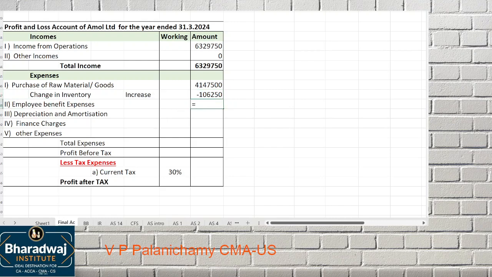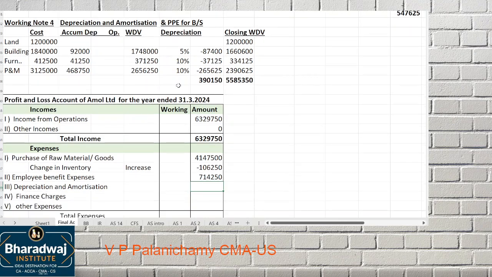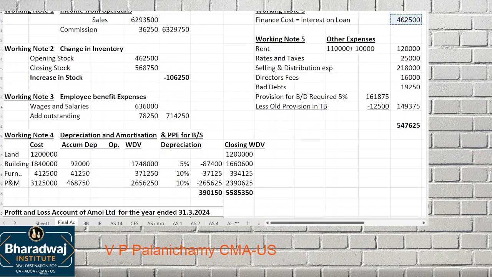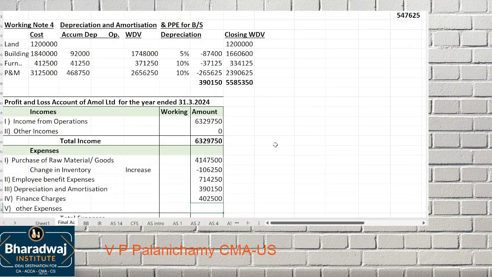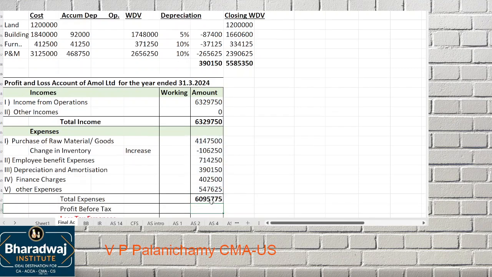Employee benefit expenses, we have written the working note. Depreciation and amortization, 3,90,150. Finance charges, direct item only. Then other expenses we have written. This will give us the total of expenses. So total of income minus expenses will give us profit before tax.